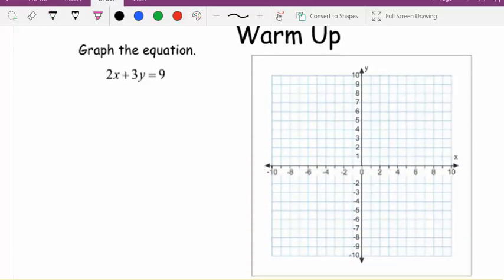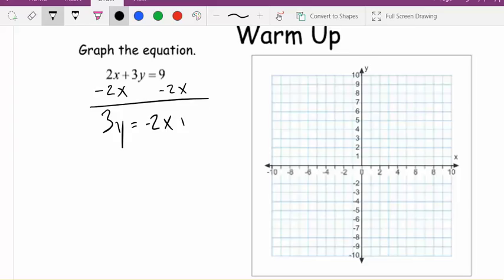Graphing the equation for our warm-up, 2x plus 3y equals 9. So let's put this in slope-intercept form. Let's subtract 2x from both sides, and we get 3y equals negative 2x plus 9. Divide everything by 3. Y equals negative 2/3 x plus 3.